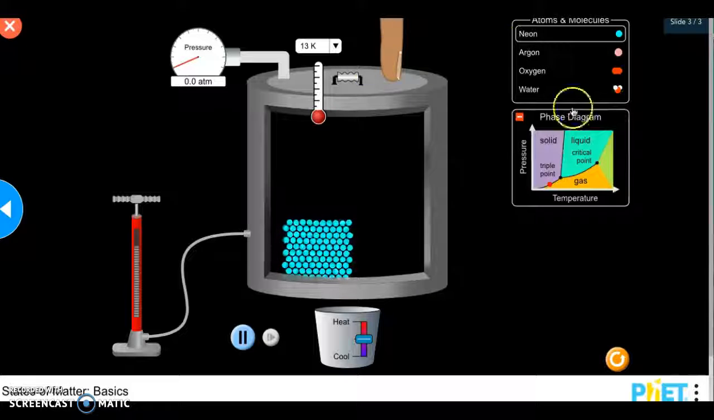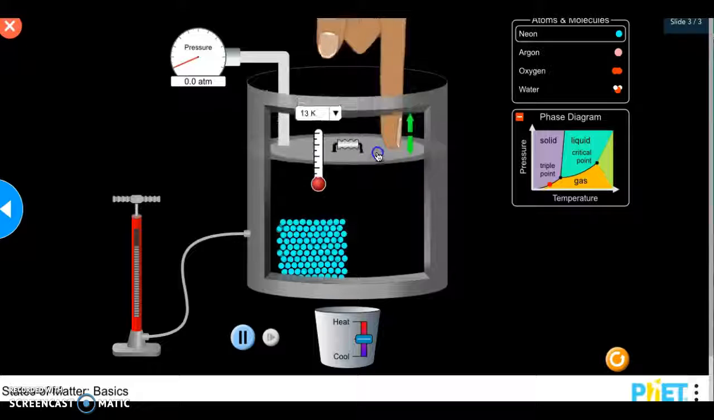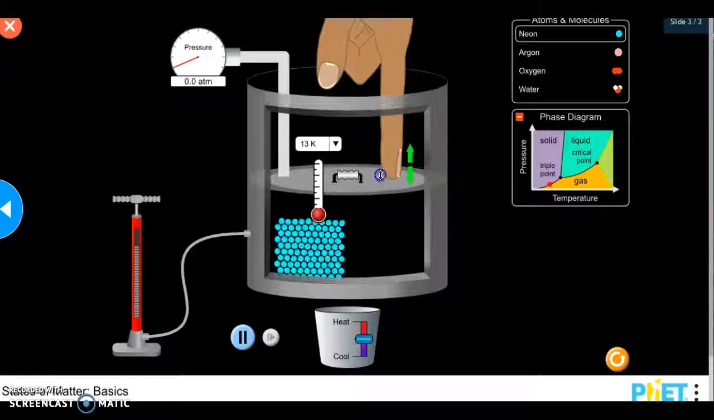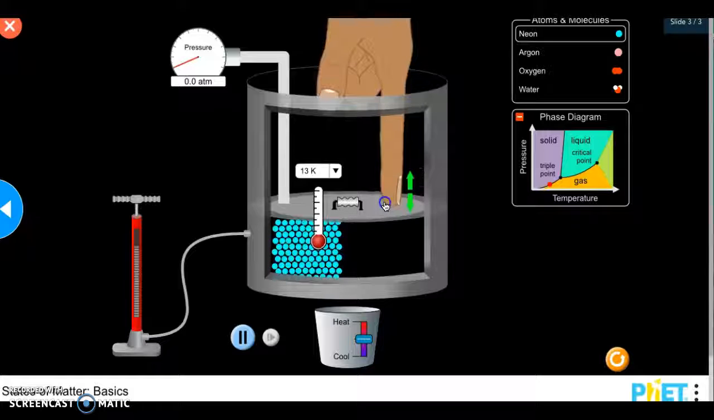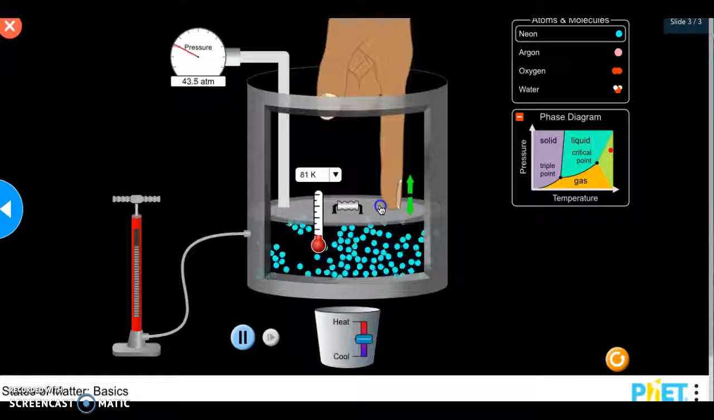We're going to start off with neon. We're going to add pressure to the neon. Notice how the neon is currently a solid. As pressure is added, the molecules spread apart and form a liquid and then a gas.